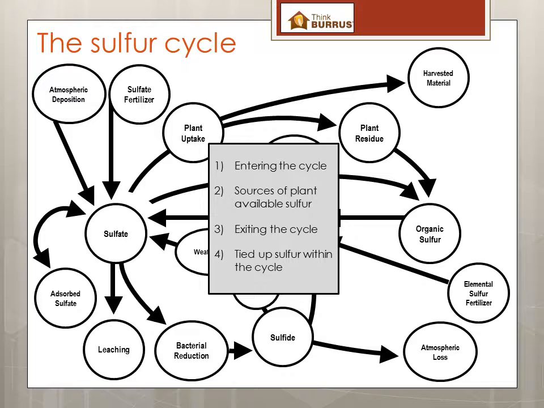Remember, the way that we've said we will talk about this cycle is that we'll break it into pieces. We've talked about how sulfur enters into the cycle. We've talked about plant available sources of sulfur and have highlighted those in the cycle. And now we're talking about that exiting component.